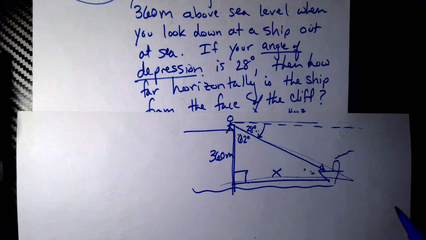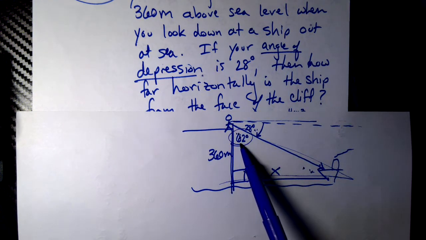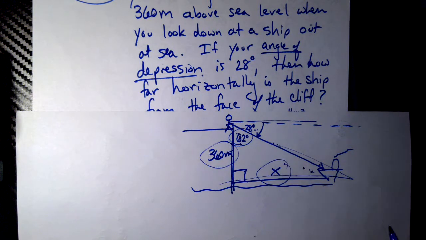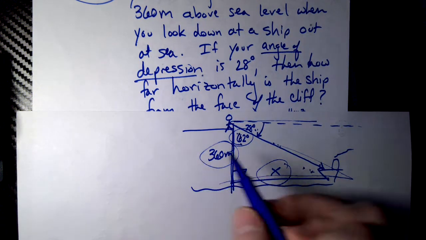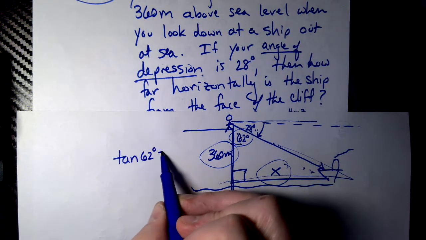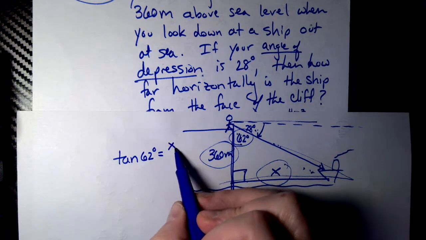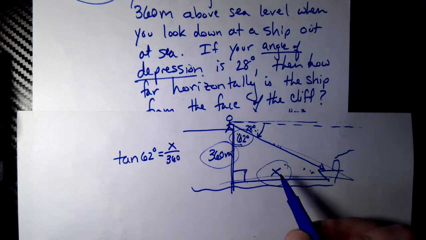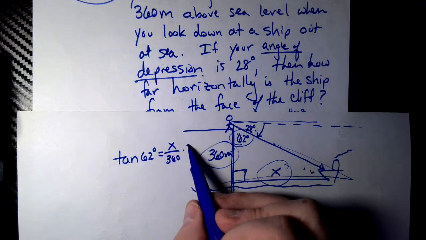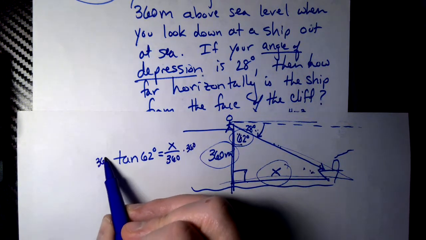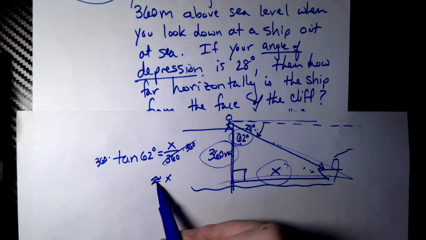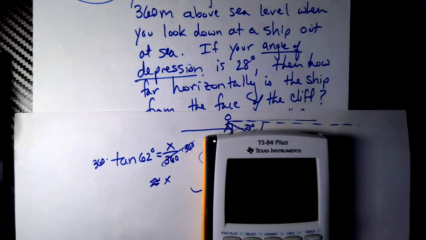Now, which trig ratio should I use? 62 here, opposite, and adjacent. No hypotenuse used. Well, that means I got to use tangent of 62 degrees is equal to the opposite over the adjacent. So that would mean multiply 360, and that would cancel. X would equal, let's do approximate because we know we're going to have to round.